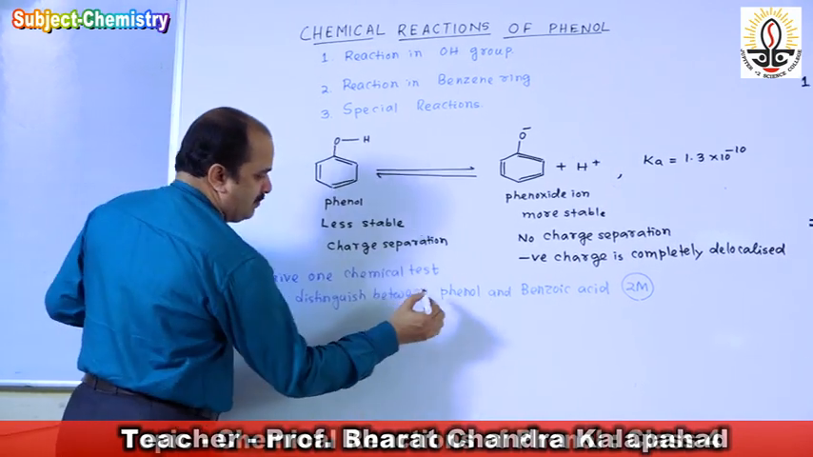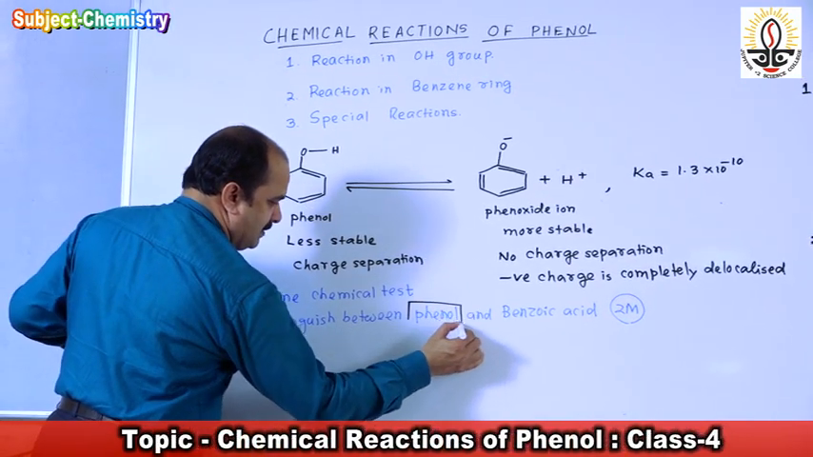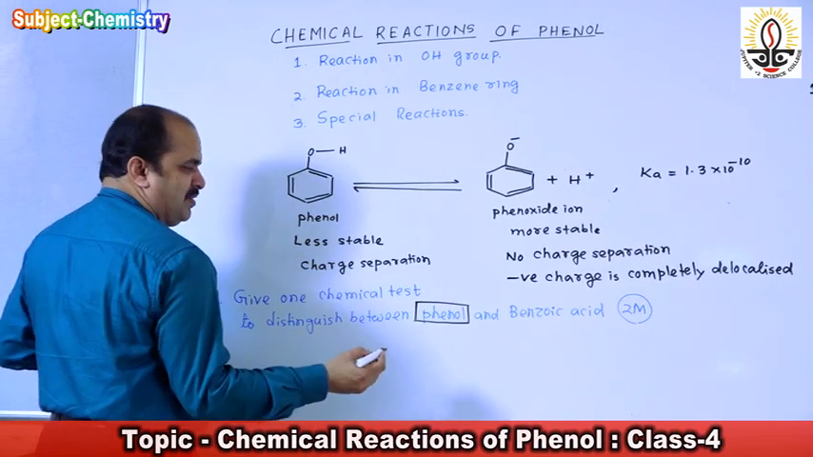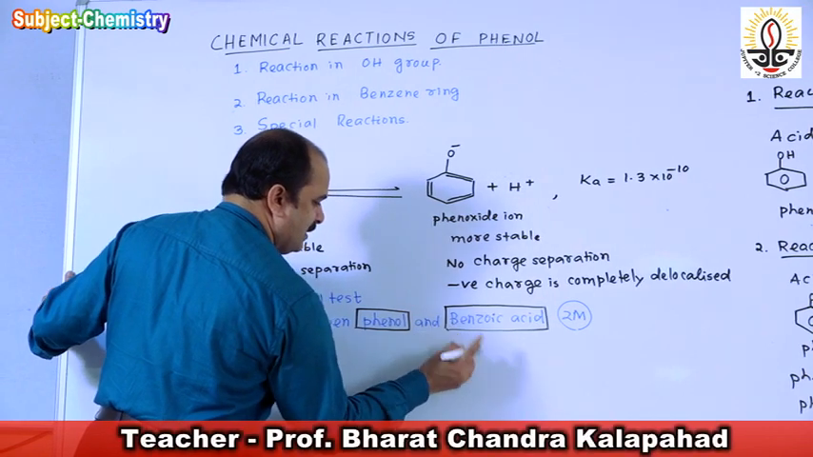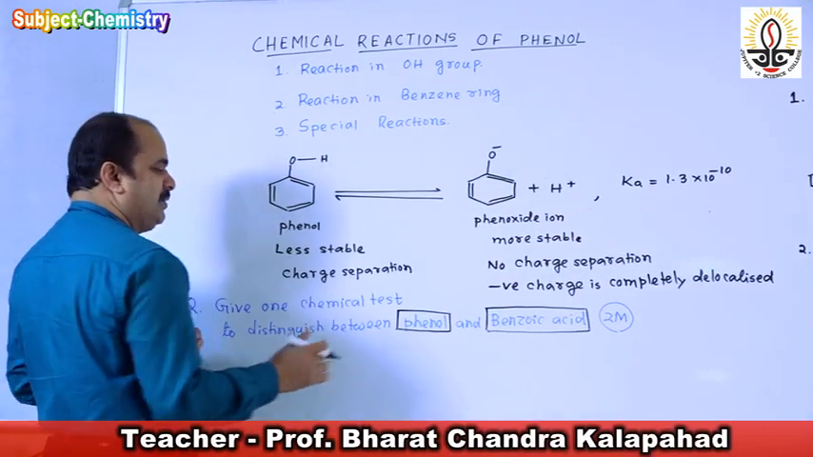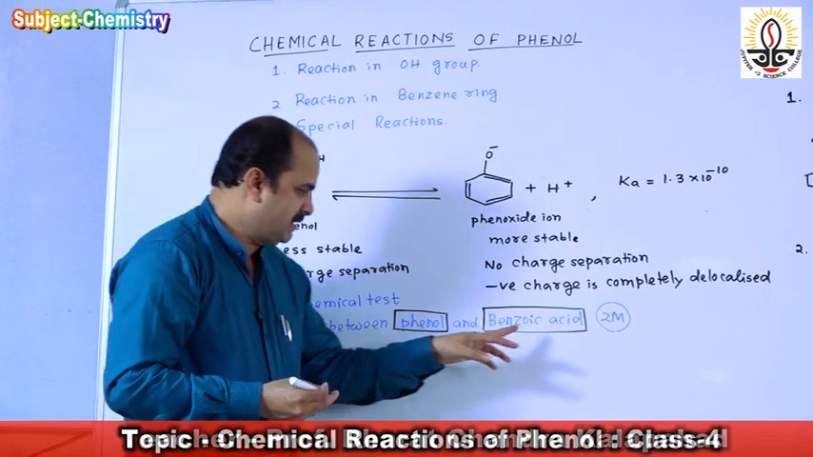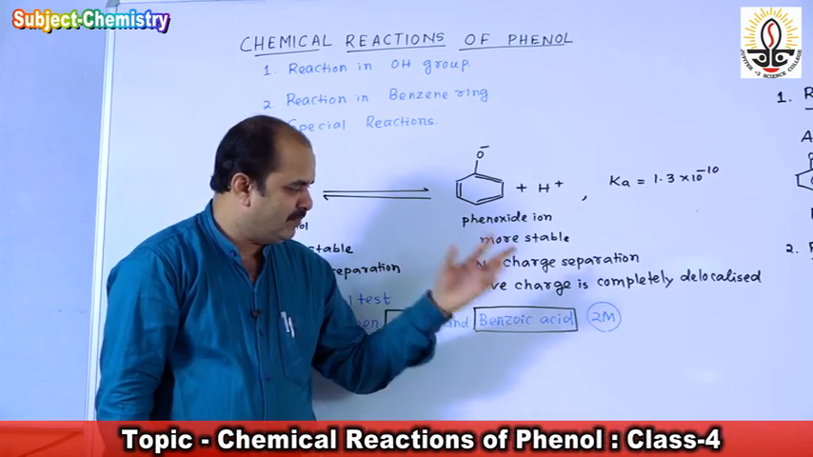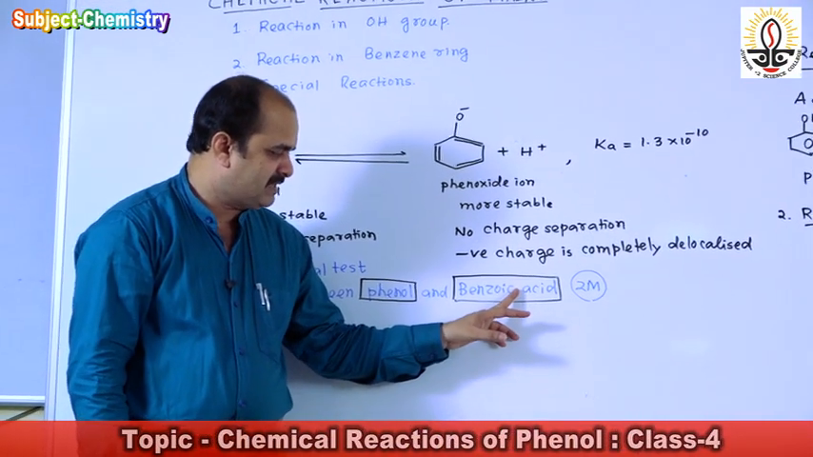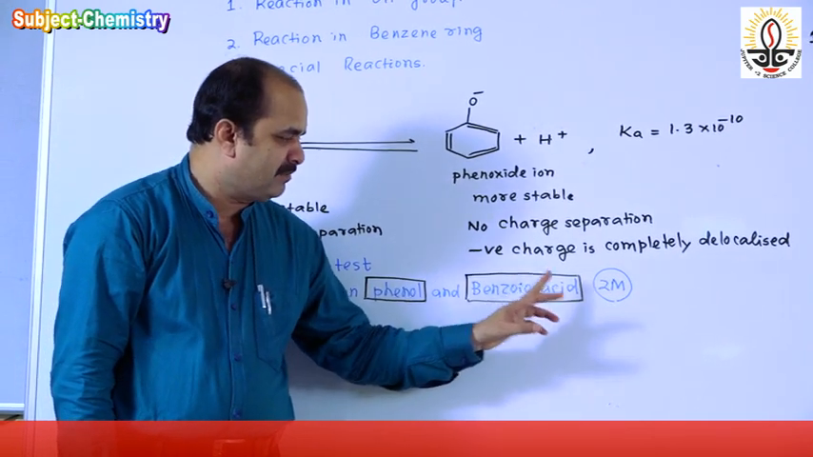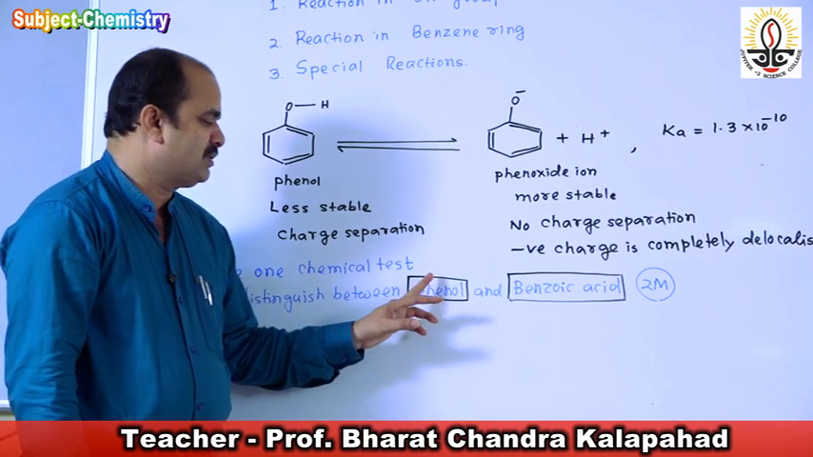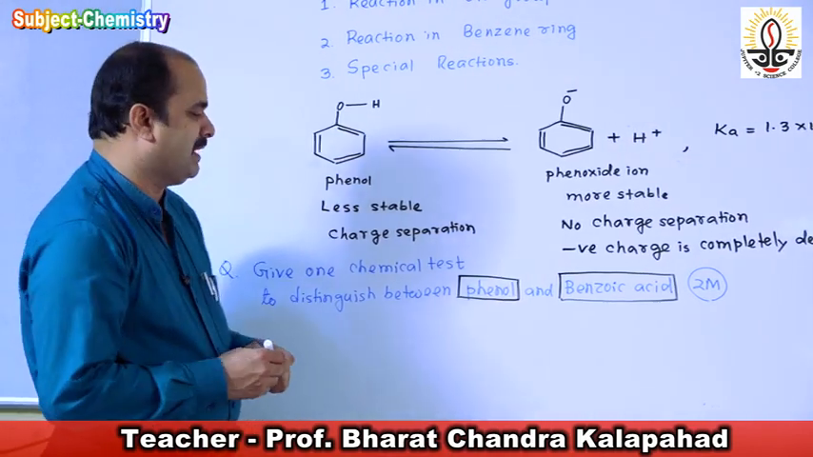You know, phenol is a weak acid. Benzoic acid has a COOH group. When benzoic acid is heated with sodium bicarbonate or sodium carbonate, effervescence takes place due to the formation of carbon dioxide gas. But phenol does not react with sodium carbonate or sodium bicarbonate.